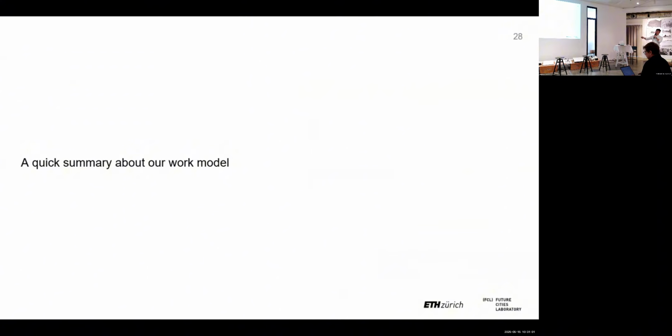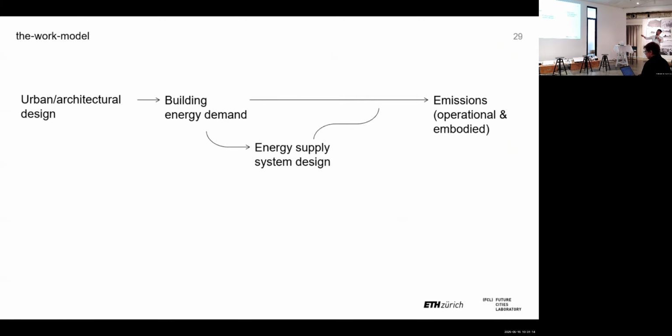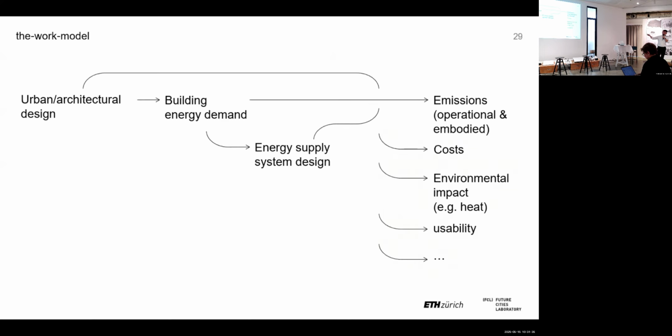So that is the end of the example I gave for the BIPV design, and a quick summary of our work model: it goes from urban and architectural design to building energy demand, whether cooling, heating, or whatever demand. Then you need to design a supply system to match that demand. All of these come with emissions, be they operational emissions or embodied emissions. The way you design the city or a building, based on the materials used for construction, also comes with emissions. So all these four parts are interconnected.